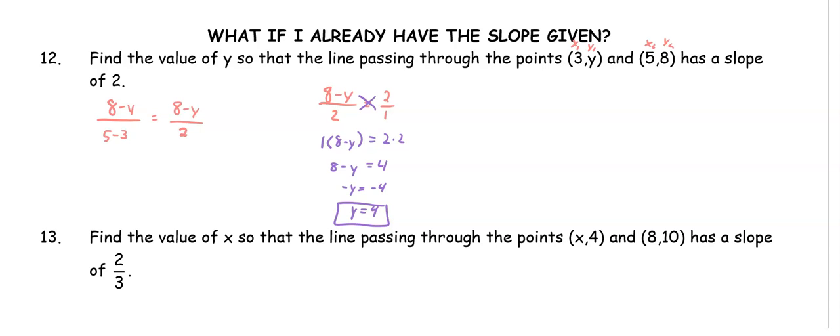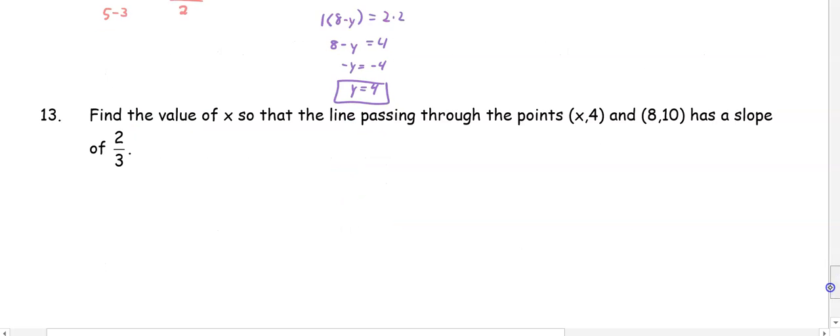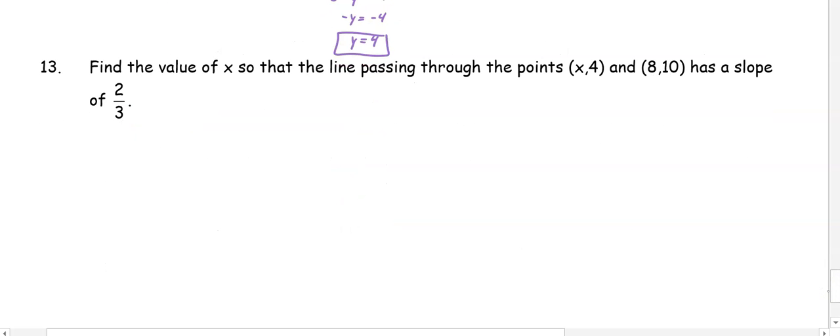So let's do it again, but this time look for x. In number 13, find the value of x. The line passing through the points x, 4, and 8, 10 has a slope of 2/3. We have x1, y1, x2, y2. So 10 minus 4 over 8 minus x. That simplifies to 6 over x minus 8. This time we're going to set it equal to 2/3. We don't need to add a 1 on the bottom because this is a fraction.